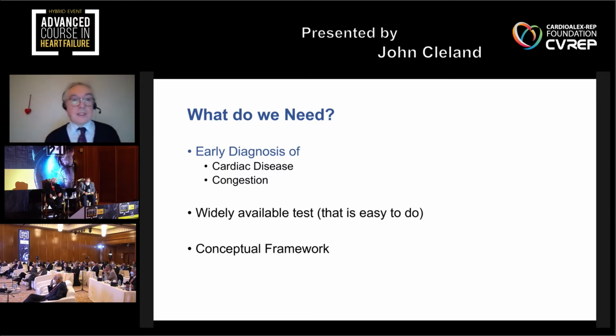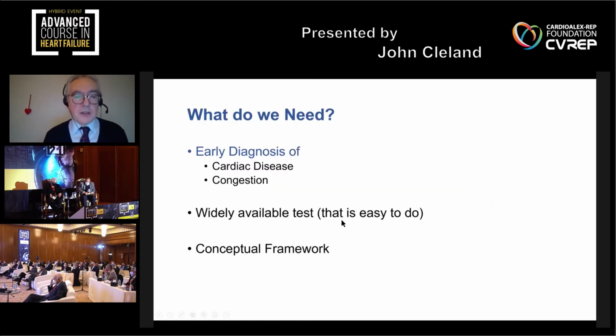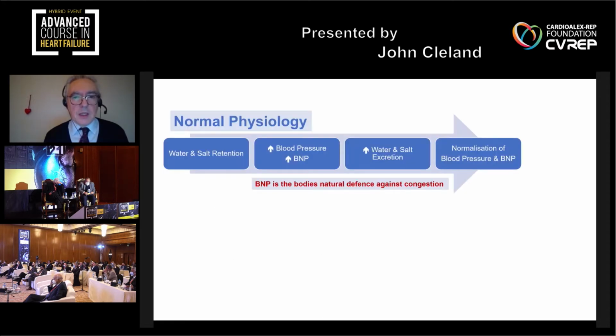We need a widely available test, and in a UK context, that is much easier with a simple blood test that a family doctor can do. But we also need a bit of a conceptual framework to work with. So this is the normal physiology.